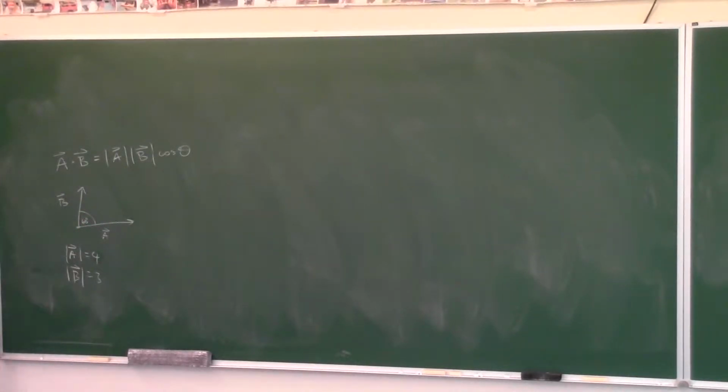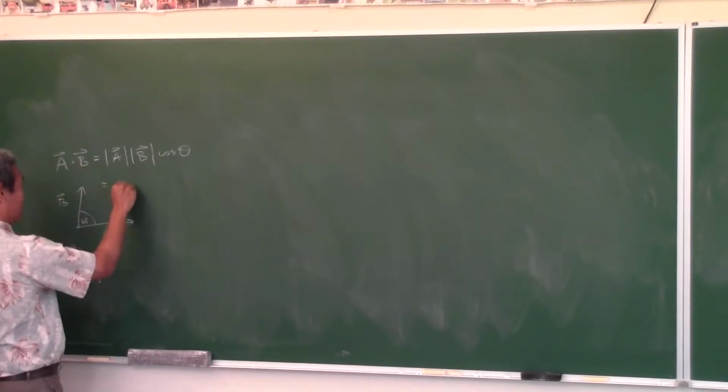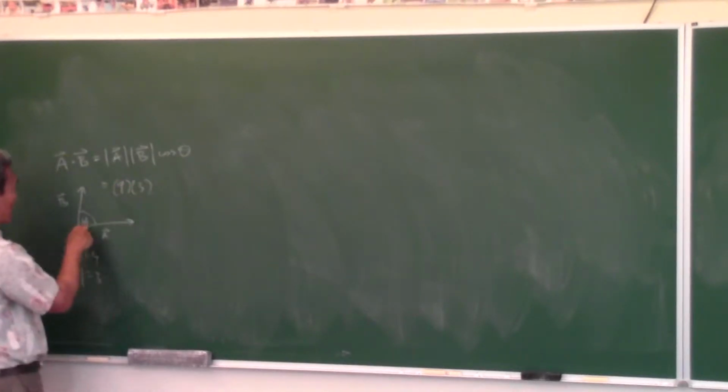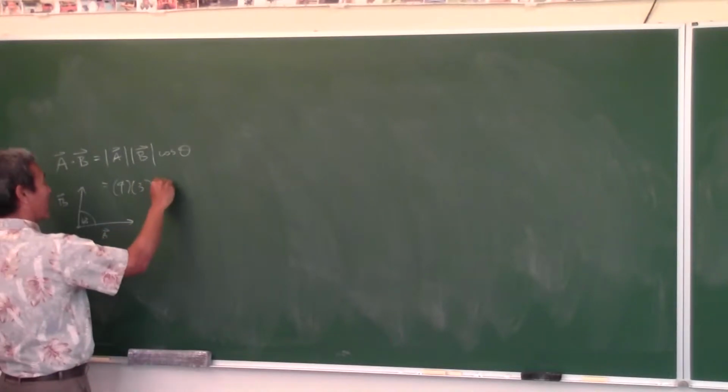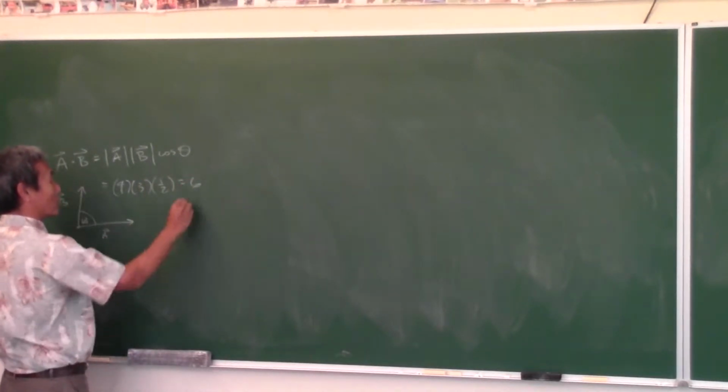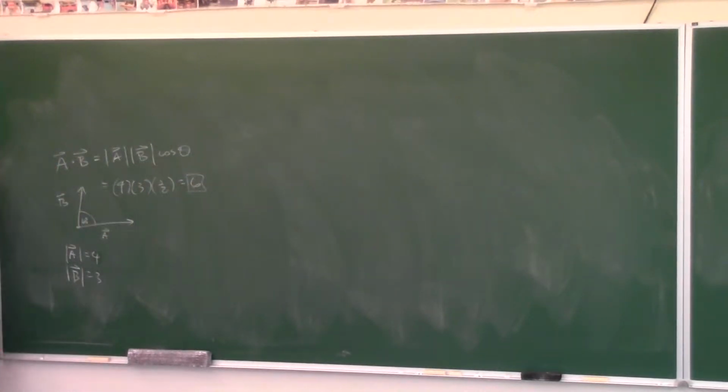What would be the dot product of those two vectors? It would be 4 times 3 times the cosine of 60 degrees, which is a half, and you get 6. And notice that this is a scalar. The dot product is a scalar, that's why some books call it the scalar product. And you guys all took physics already, right? So you know.